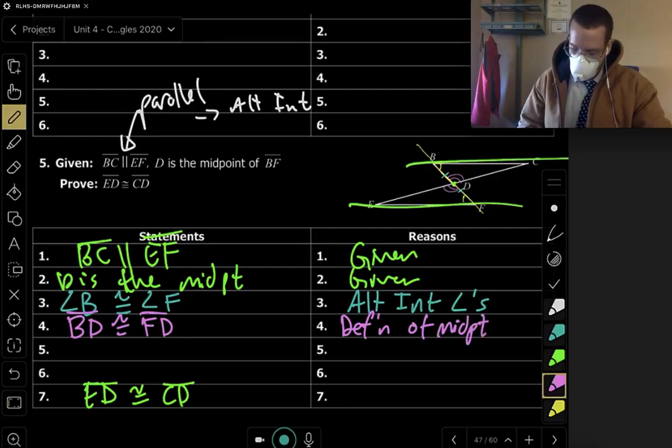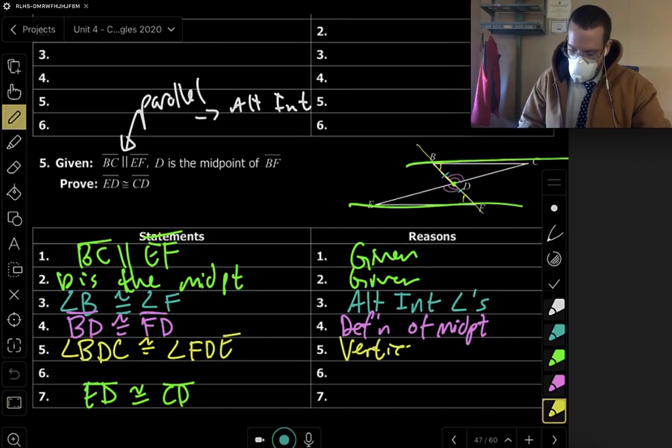Okay, and now finally I'm going to do my vertical angle. So I have this one, I have to use three points because there's a bunch of angle Ds. So we have angle BDC is congruent to angle FDE. And again, these are vertical angles. That's why this is the vertical angle theorem. The vertical angles is fine.